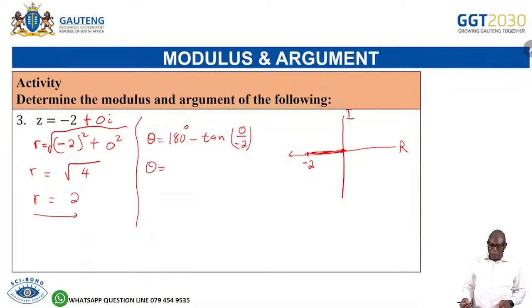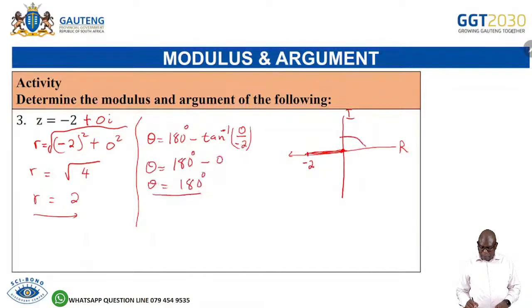You go to your calculator, the inverse of tan. If I go to my calculator and say shift tan 0, the answer gives me 0. So in other words, I'm going to have 180 degrees minus 0. Then my answer will be 180 degrees. If I take my angle from the x-axis up to there, I know this is 180. Now I know I got it.